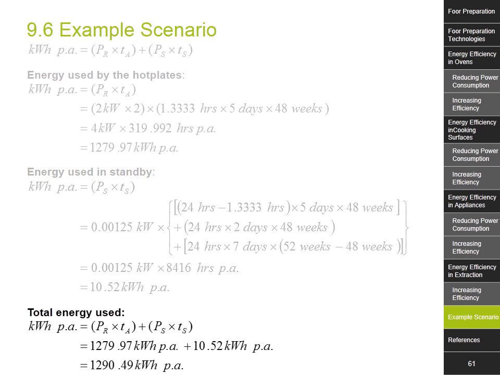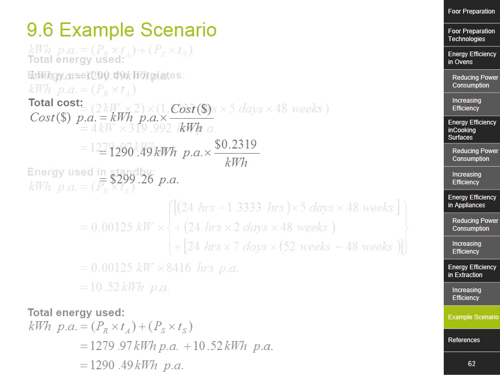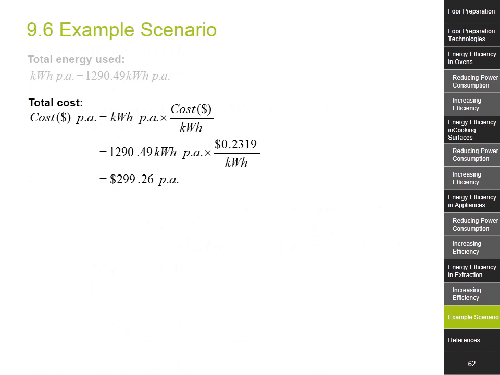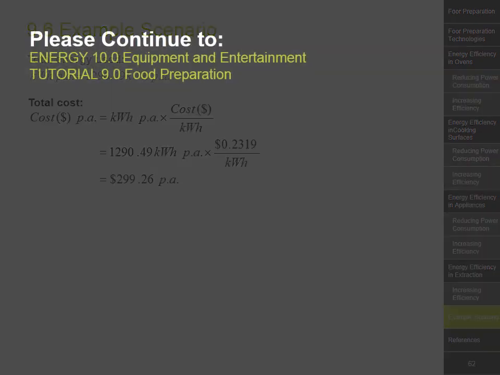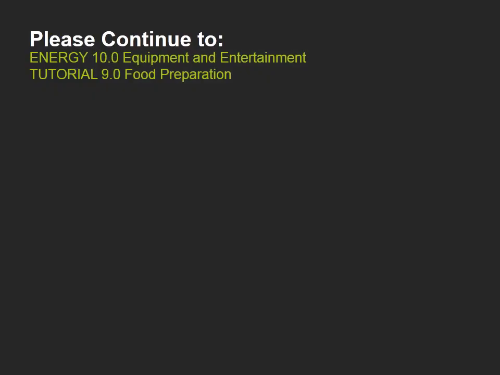Total energy use is then just the sum of the total energy use of the hot plates and the total energy use while in standby per annum, or a total of 1,290.49 kilowatt hours per annum. The cost incurred by the client is then the total annual energy use, multiplied by the cost per unit energy. This is equal to $299.26 per annum. To continue with presentations, please select Energy Session 10.0, Equipment and Entertainment from the navigation bar.